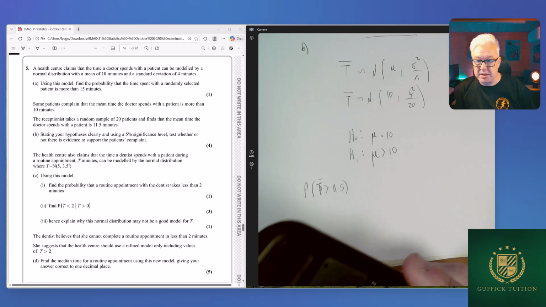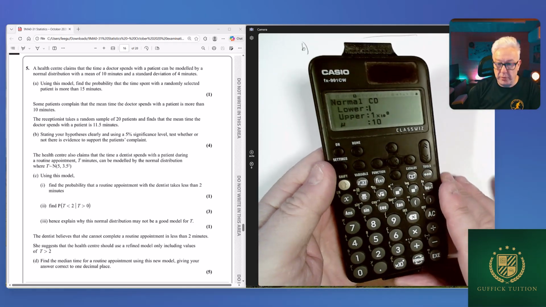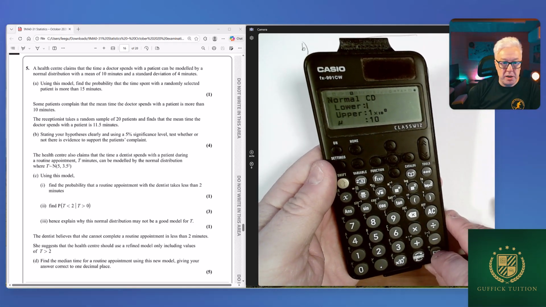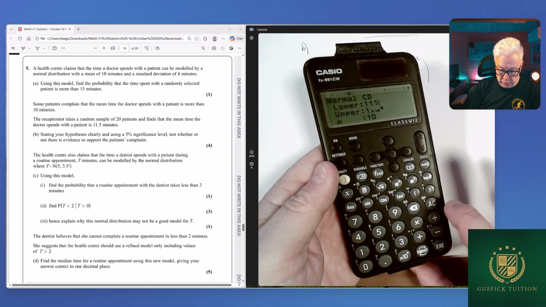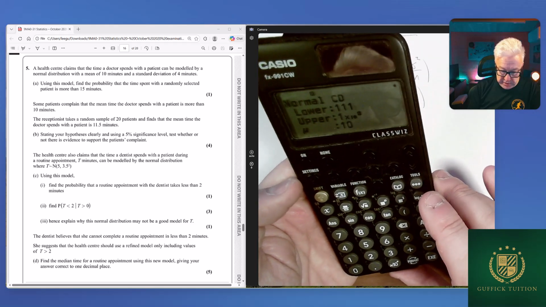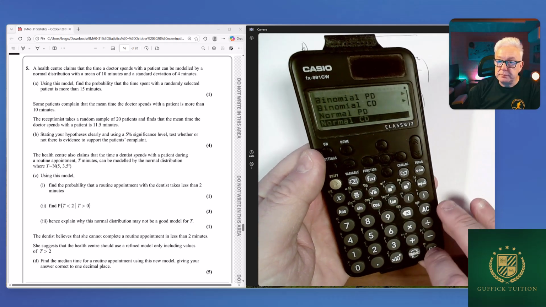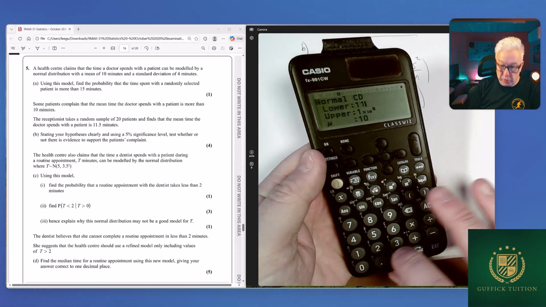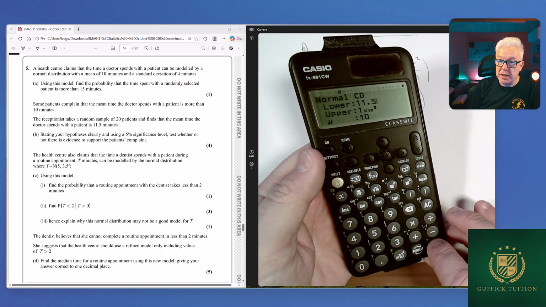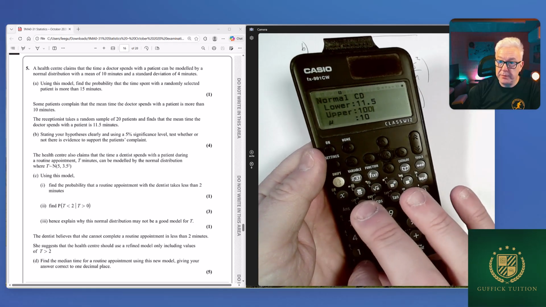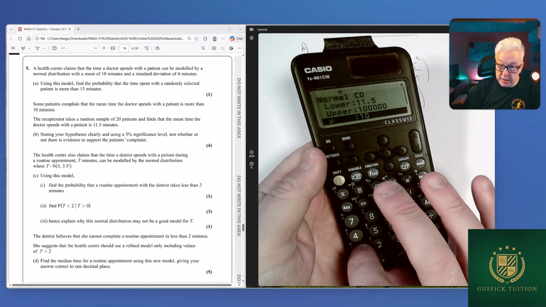You don't need to necessarily do it in the way that I'm doing it here in the more fundamental calculator. So the lower is 11.5. Whoops, not 111.5, Mr. Guffick. Let's try again. So it is 11.5. Okay, that's our lower. Our upper's like a really big number. Our mean is still 10, that's fine.